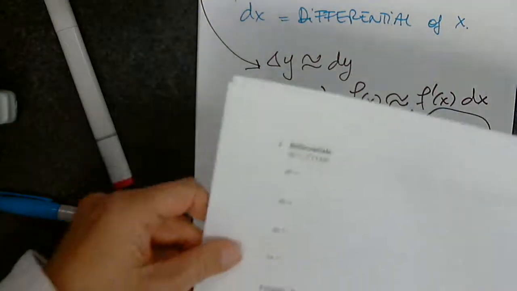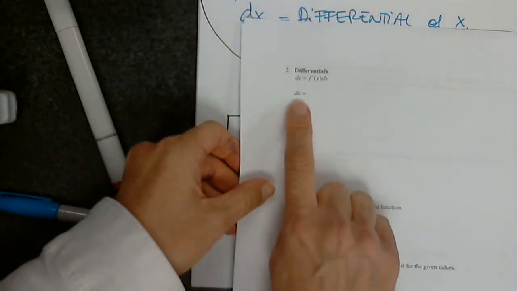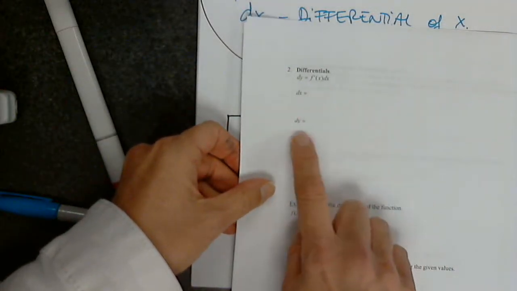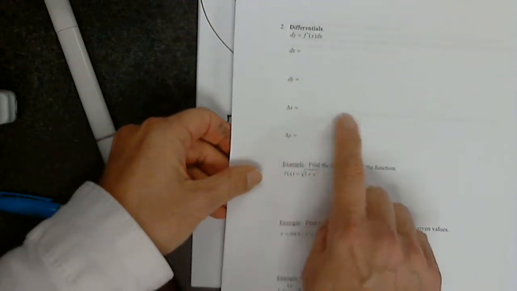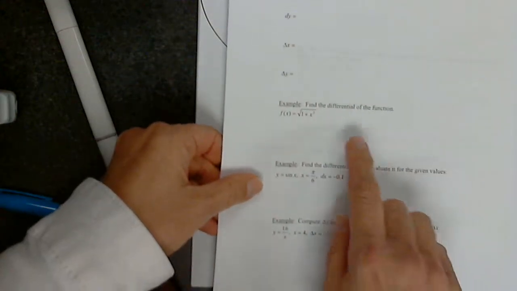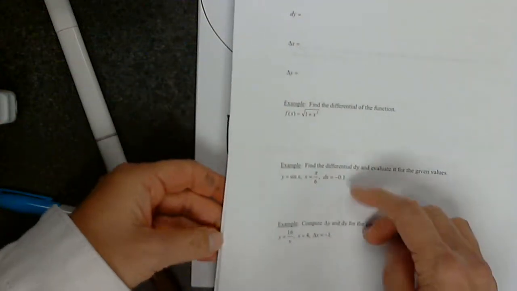So, on the handout, I would like you to write what dx represents, what dy represents. So you have them, delta x, delta y. Find the differential of the function. I'm going to come back to these examples in a second. Let me see the time here. Okay, maybe it's the time.